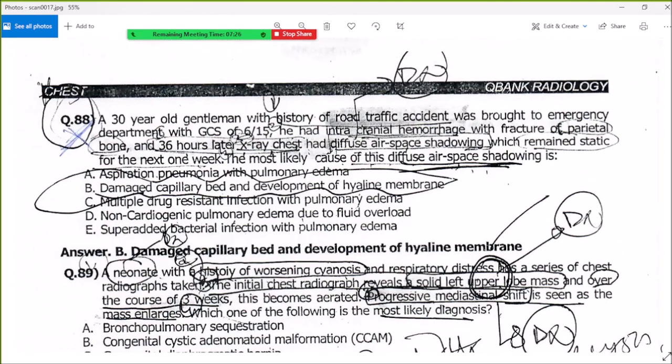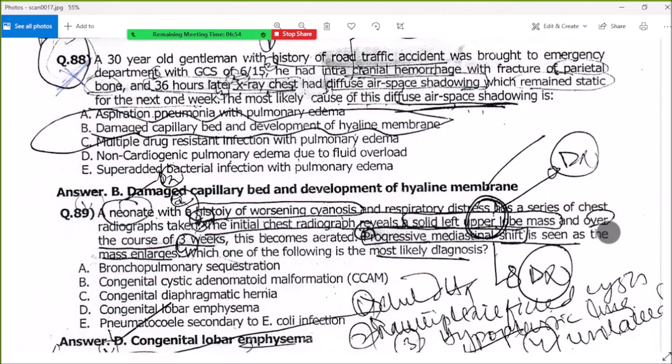88. A 30-year-old gentleman with a history of road traffic accident was brought to the emergency department with a GCS of 6/15. He had an intracranial hemorrhage with a fracture of the parietal bone, and a 36-hour chest X-ray showed diffuse airspace shadowing, which remained static for the next 1 week. The most likely cause of diffuse airspace shadowing is a damaged capillary bed and development of a hyaline membrane, because the patient is going into ARDS. So, the most likely cause is damaged capillary bed and development of hyaline membrane.